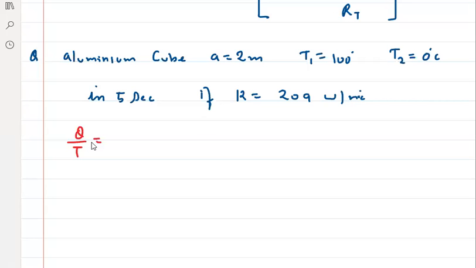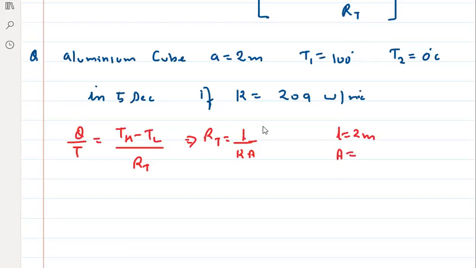The formula is Q by t is equal to T_H minus T_L divided by R_T, where R_T is equal to L by KA. Now, A is the edge length, which is L. So L is equal to 2 meter, given. Since it is a cube, the area of cross section will be 4 meter squared. K is given, so what is R_T? Calculate R_T first: R_T is equal to 2 divided by 209 into 4.